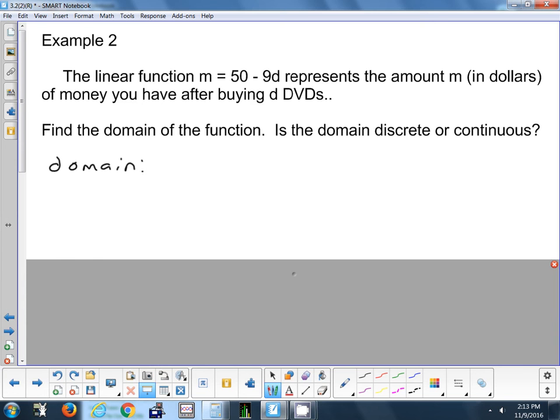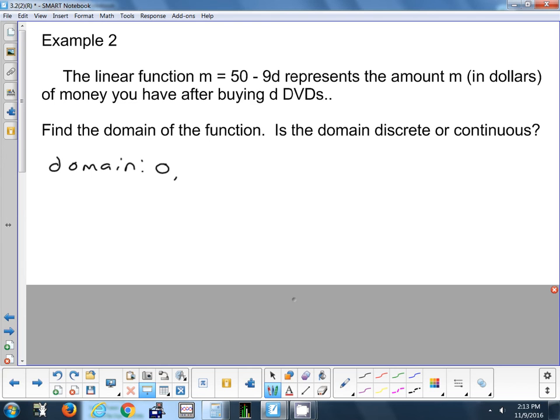The least number you could buy. Well, I could walk into a store and say, I'm not buying any. Oh, 0. Right? So that's the smallest amount of DVDs I could buy. Do I have enough money to afford one DVD? All right, so you know what? To save time, as we list our domain, let's put it in the table at the same time.